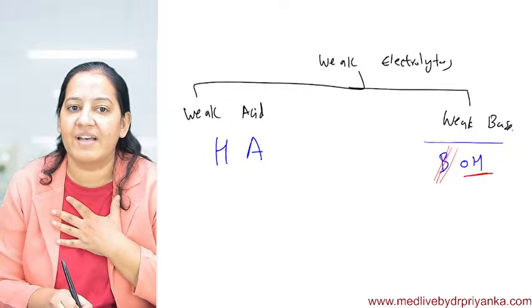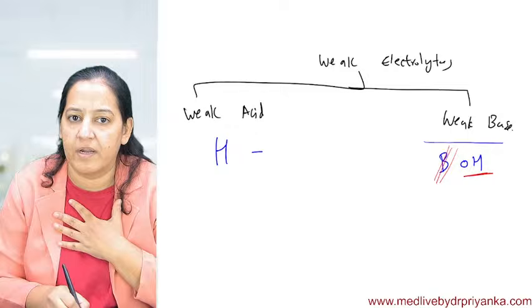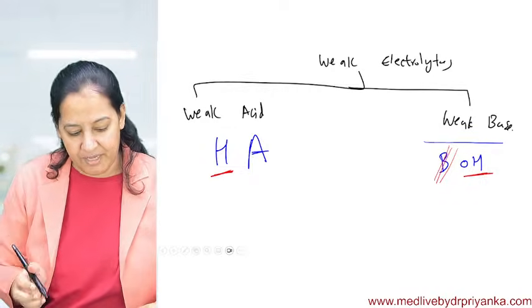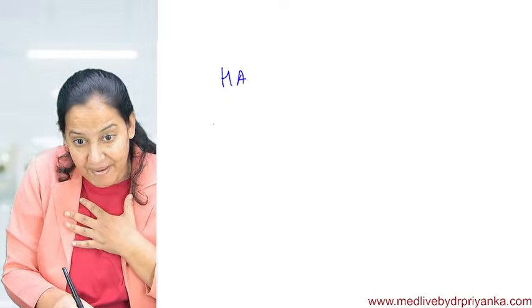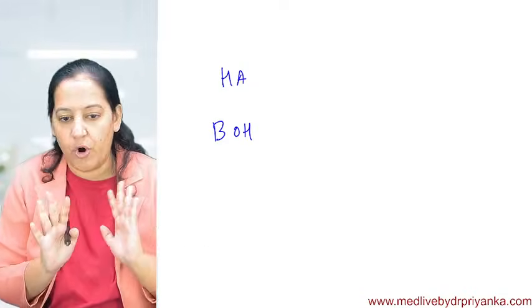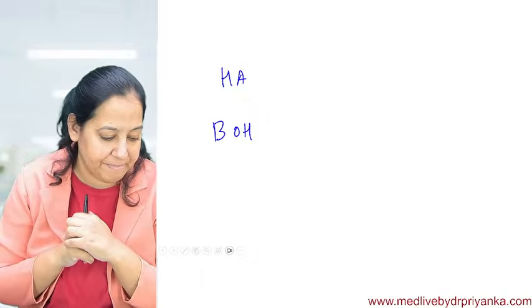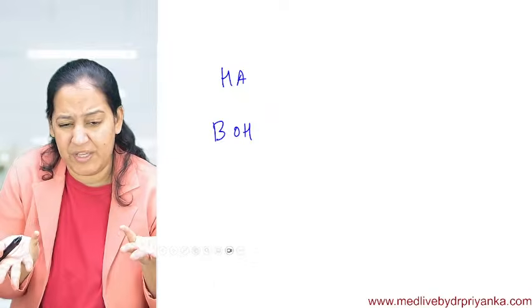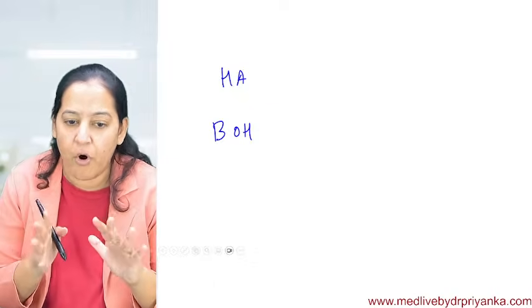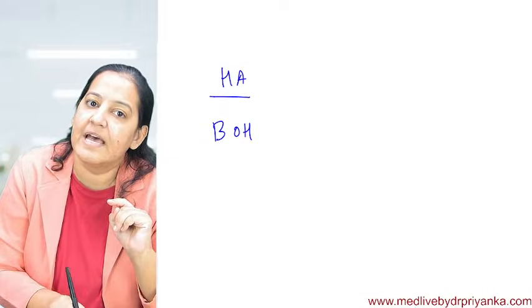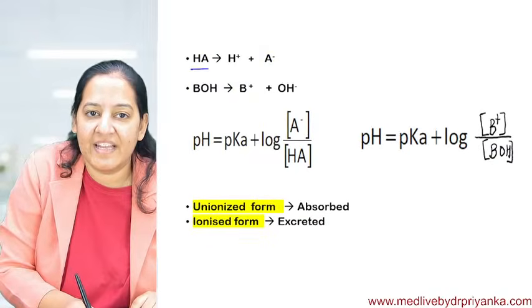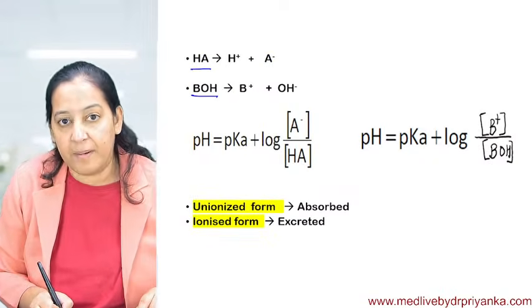So the formula of acid is HA, in which H is proton and A can be anything. This is weak acid and weak base. Whenever I say acid, I will write HA. Whenever I say base, I will write BOH. How many of you got it? You will get all these things in your books, what this HA is, what this BOH is, which acid and which base. So this is the basic formula: acid is shown like this and base is shown like this.